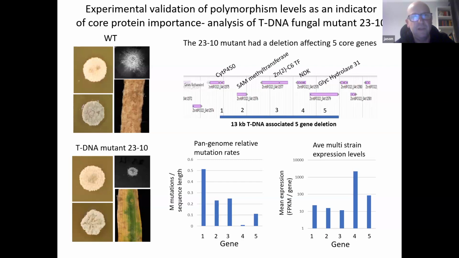And way back, we knew that this particular mutant, although it could grow perfectly well on rich agar and could generate hyphae, could not generate hyphae on poor nutrient agar, and it was severely impaired in virulence on wheat relative to the wild type, as you can see on the left side of the slide.